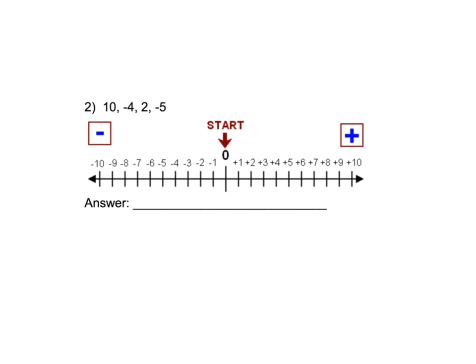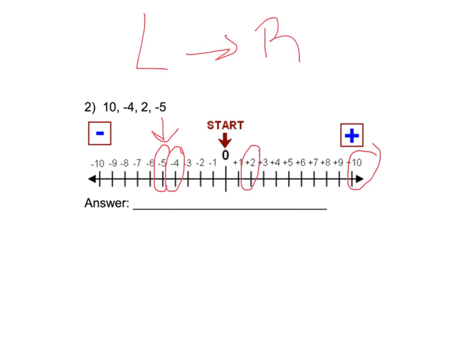Let's do our second example. So we're still going from the smallest to largest, so I need to work from left to right again. So I'm going to go through and find all my numbers. I have 10, -4, 2, and -5. So if I start with my smallest number over to the left, if I put these in order from smallest to largest, I have -5, -4, +2, and 10.